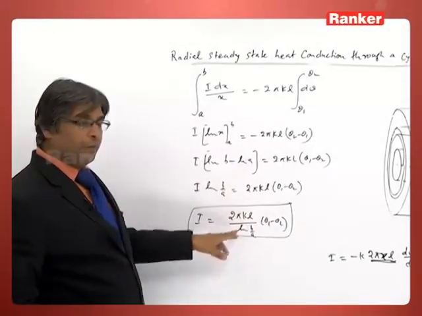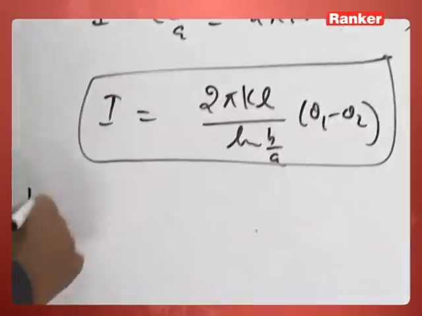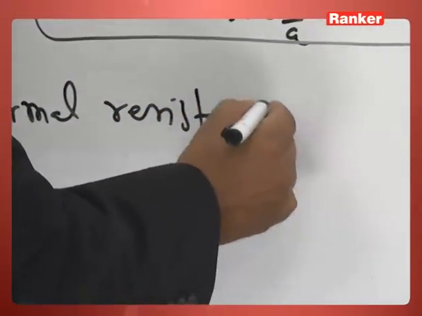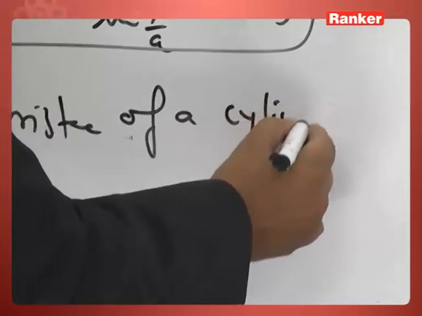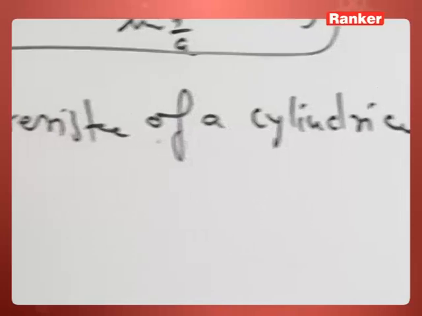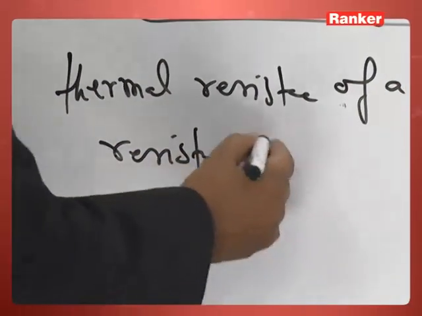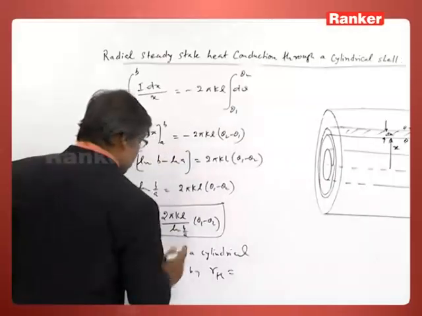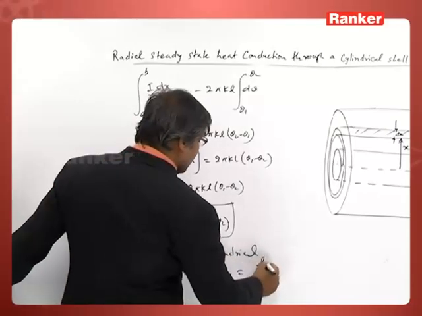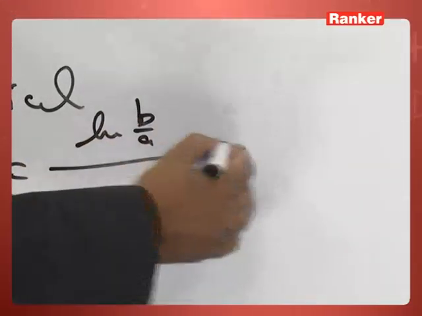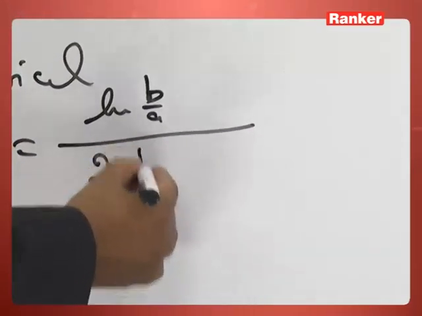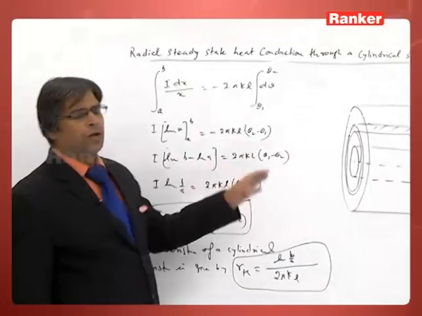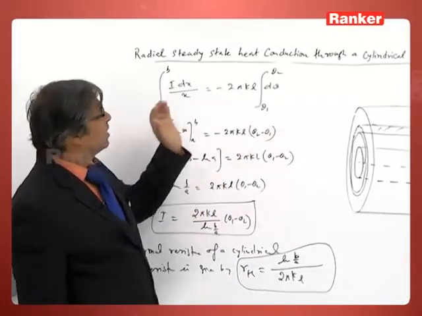Now, we can find the thermal resistance of a cylindrical resistor, which is given by R TH equal to ln B by A upon 2 pi k into L. So, this is the thermal resistance of a cylindrical heat conductor.